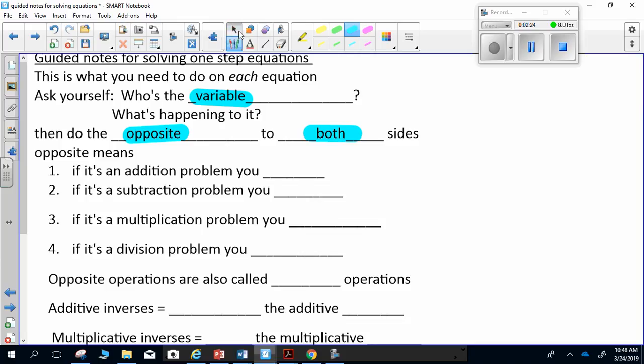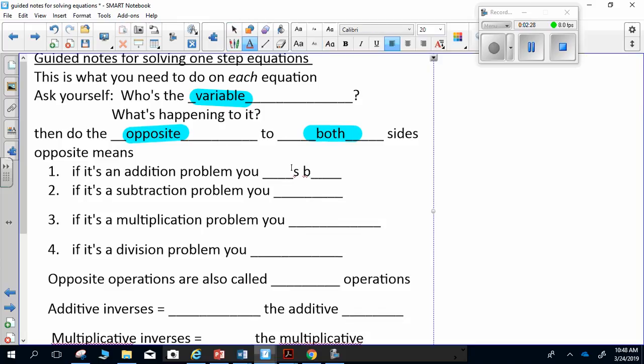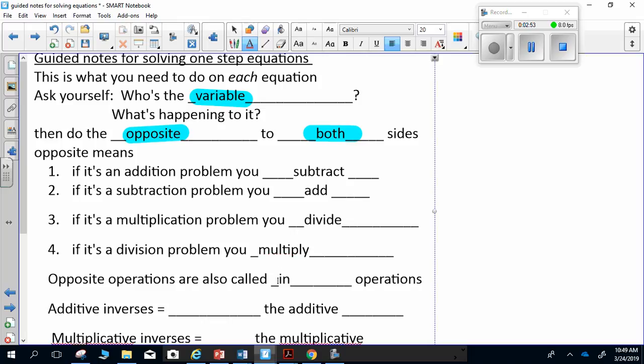So that's where you want to make sure that you are doing the opposite to both sides. Once again, if it's an addition problem, you are going to subtract from both sides. If it's a subtraction problem, you're going to add to both sides. If it's a multiplication problem, you are going to divide on both sides. And if it's a division problem, you are going to multiply on both sides. Opposite operations, once again, are called inverse operations.